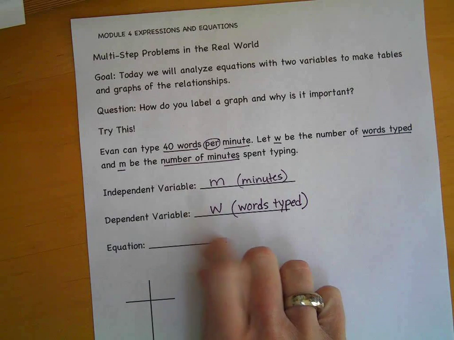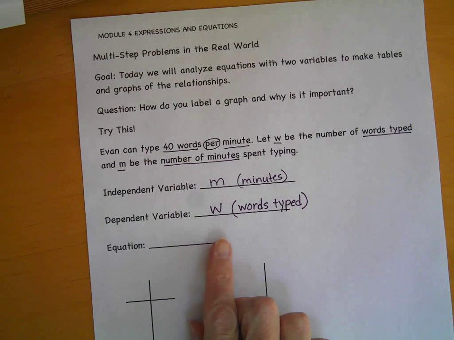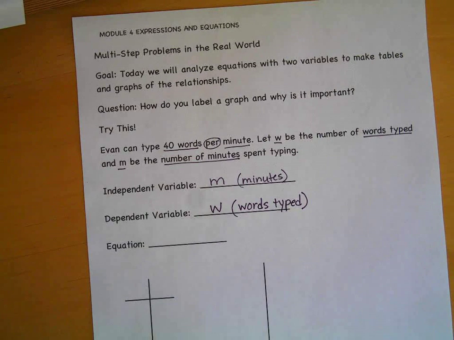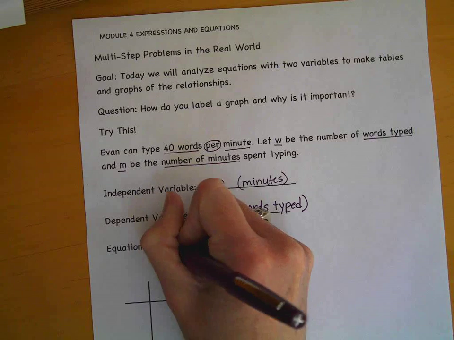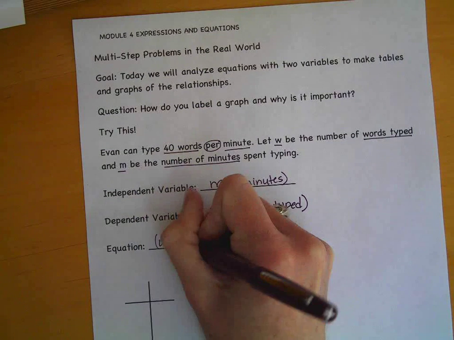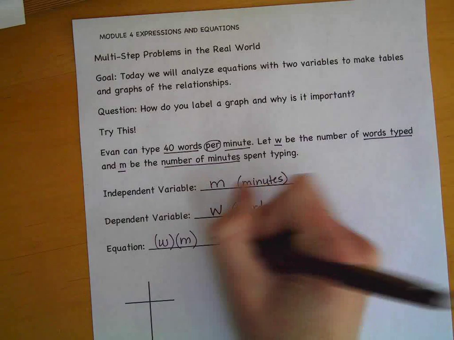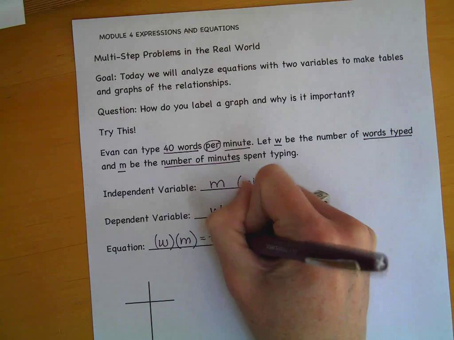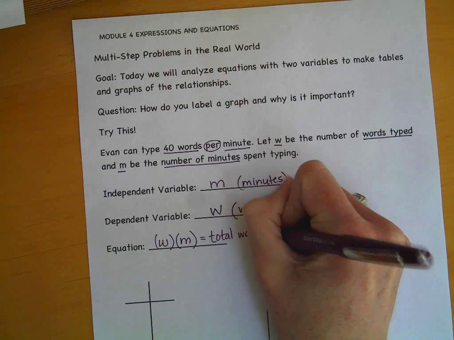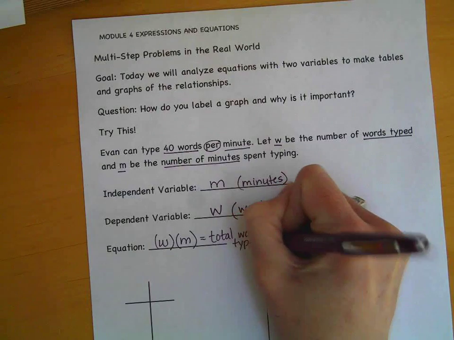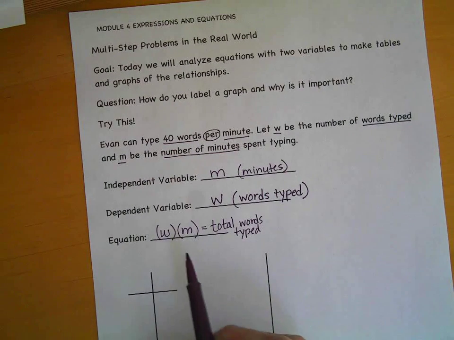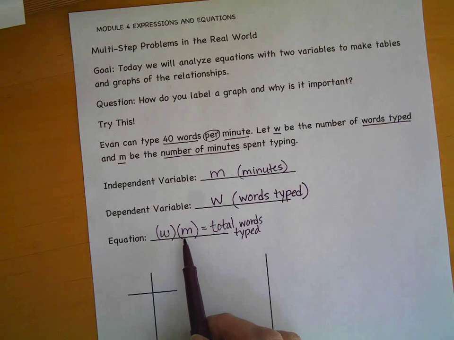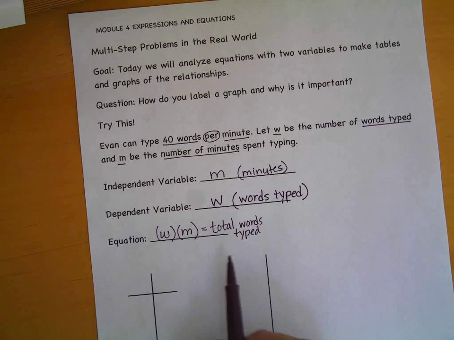And then what we have to do, now that we have the independent variable and the dependent variable, is remember that it's 40 words per minute, right? And so the equation that we could come up with is the number of words times the number of minutes gives us the total words typed, right? Total words typed. So that would be an equation that we could come up with. That is the number of words times the number of minutes gives us the total words typed.